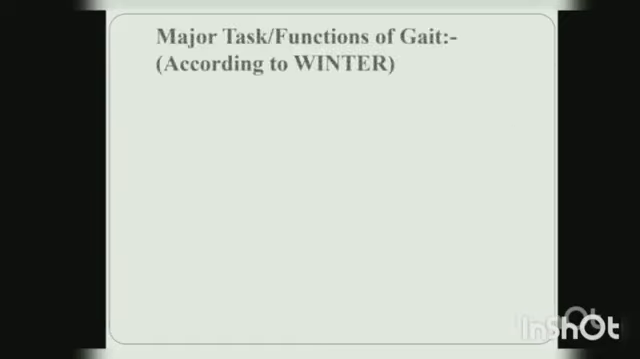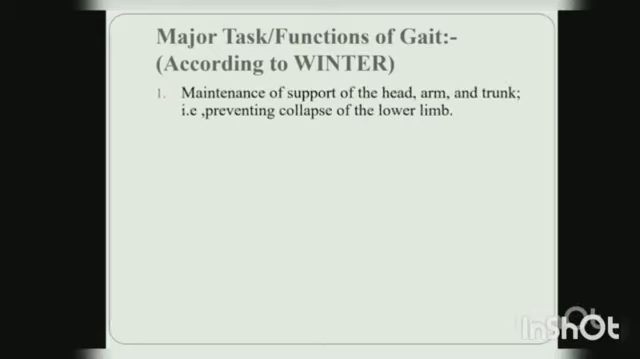Now comes the major tasks or functions of gait. It is described by Winter. He described five points about the function of gait. First is maintenance of support of the head, arms and trunk, that is preventing collapse of the lower limb. Second is maintenance of upright posture and balance of the body.